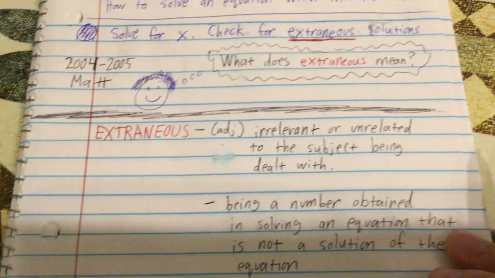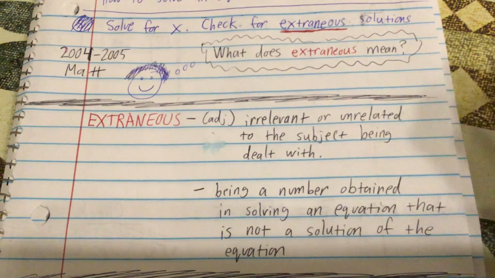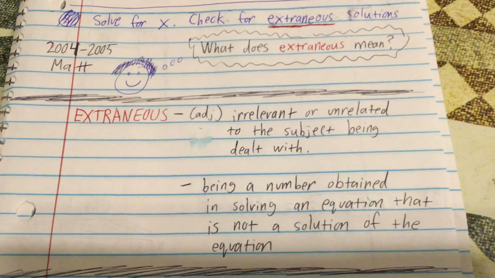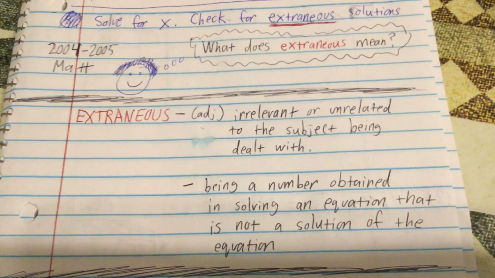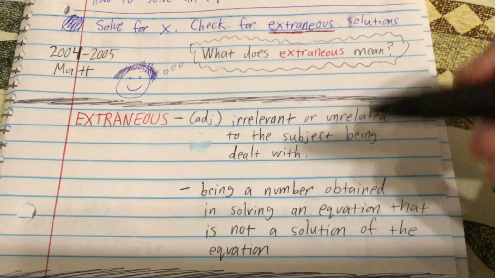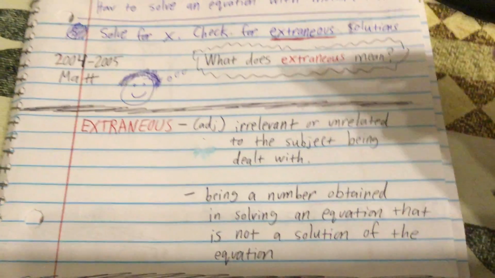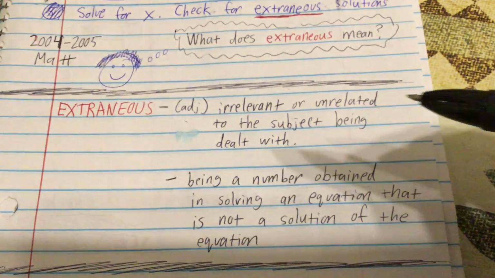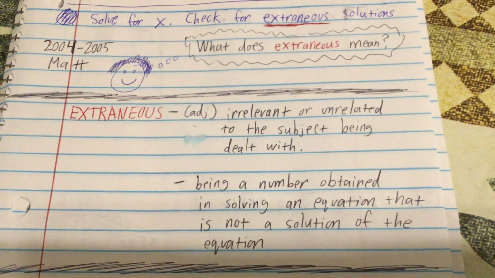If you look it up in the dictionary, extraneous is an adjective meaning irrelevant or unrelated to the subject being dealt with. So there's your word of the day calendar. Didn't think that you'd get that in Algebra 2, did you? But it also had this category under the Merriam-Webster dictionary that said in parentheses math: being a number obtained in solving an equation that is not a solution of the equation.